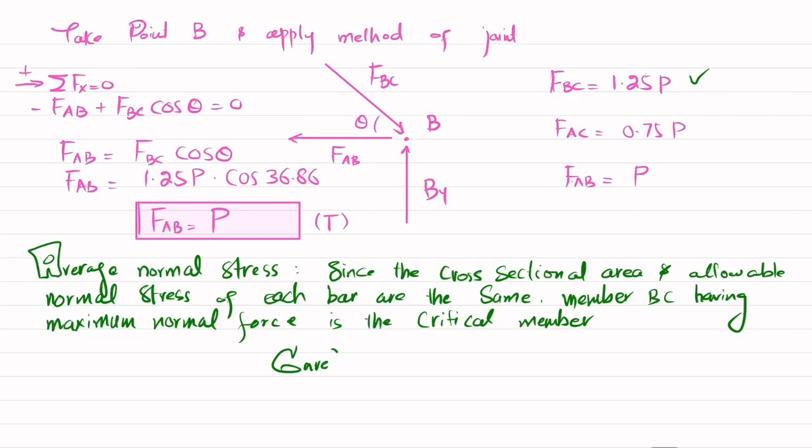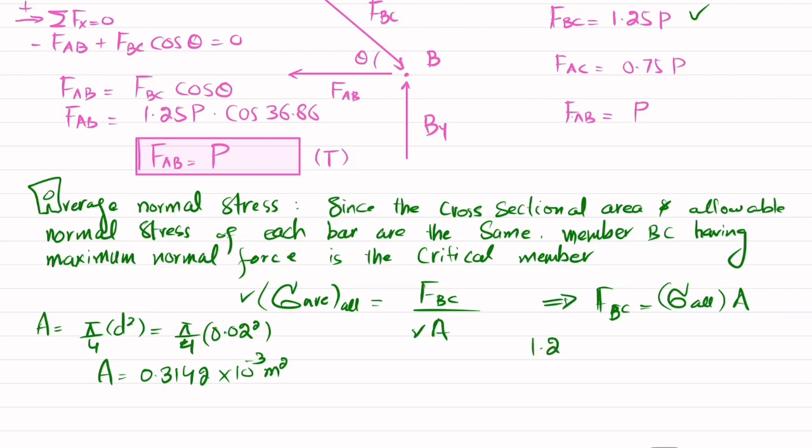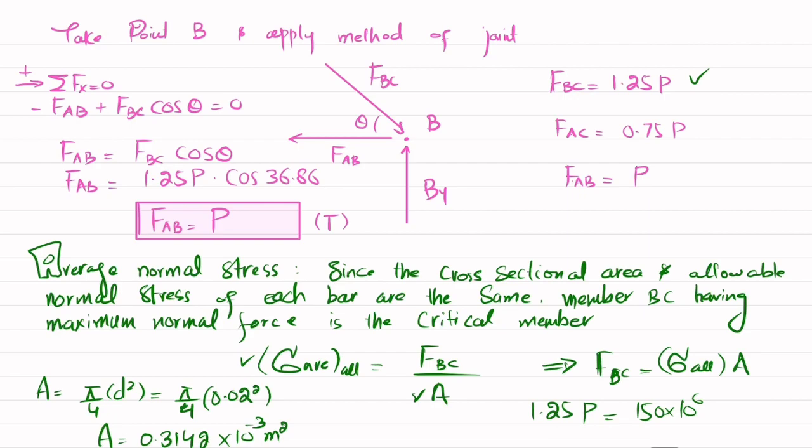We know that average normal stress allowable is equal to FBC, because this is the maximum, divided by area. These two values are same, so we will get FBC is equal to allowable into area, and area for circular rod or bar is equal to pi by 4 d square, and d is 20 millimeter or 0.02 meter square. So you will get area is 0.3142 into 10 raised to power minus 3 square meter. Now this FBC is equal to 1.25 into P is equal to allowable stress. Allowable stress is 150 into 10 raised to power 6 Pascal. So 150 into 10 raised to power 6, and area is 0.3142 into 10 raised to power minus 3.